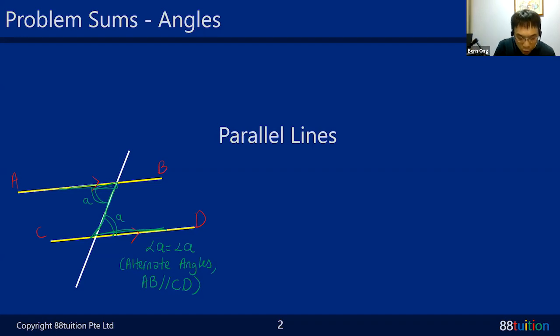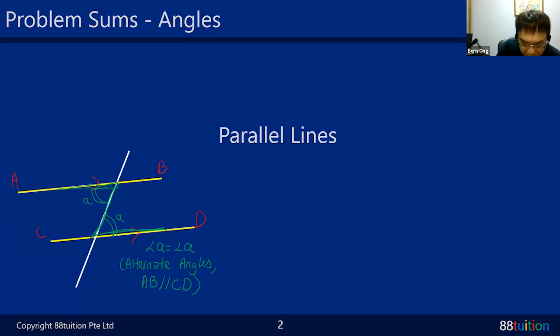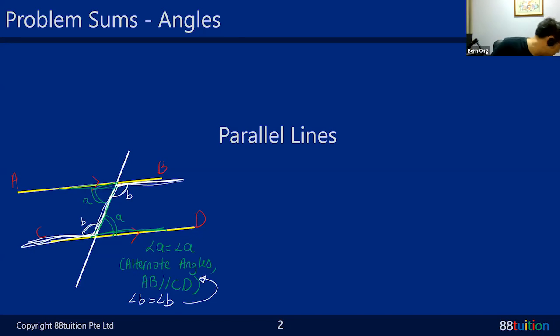How about this? Is this also the Z rule or not? Can you see this? Follow the white color, like that. This is like the inverted Z. So this portion here is equal to this portion here. We can call this B and this B. It's very weird, but it's the other side of the Z. So we can say that angle B is equal to angle B. How come? Same rule again: alternate angles, AB is parallel to CD.